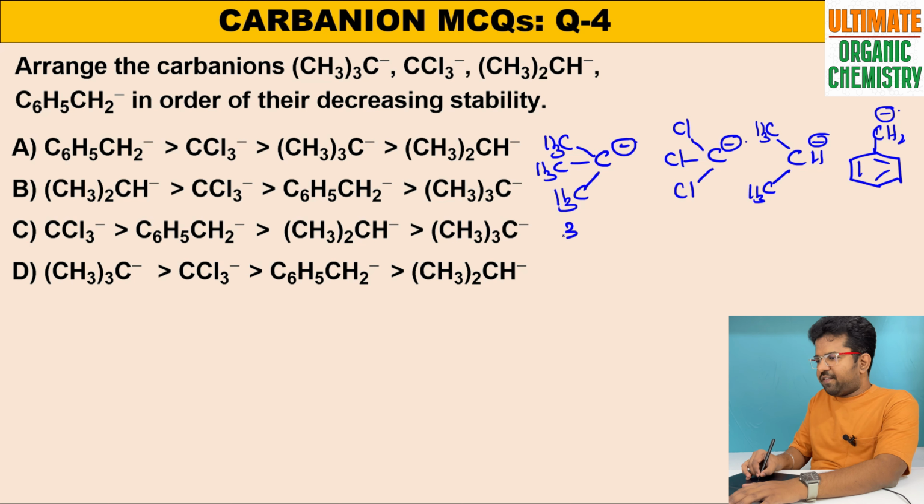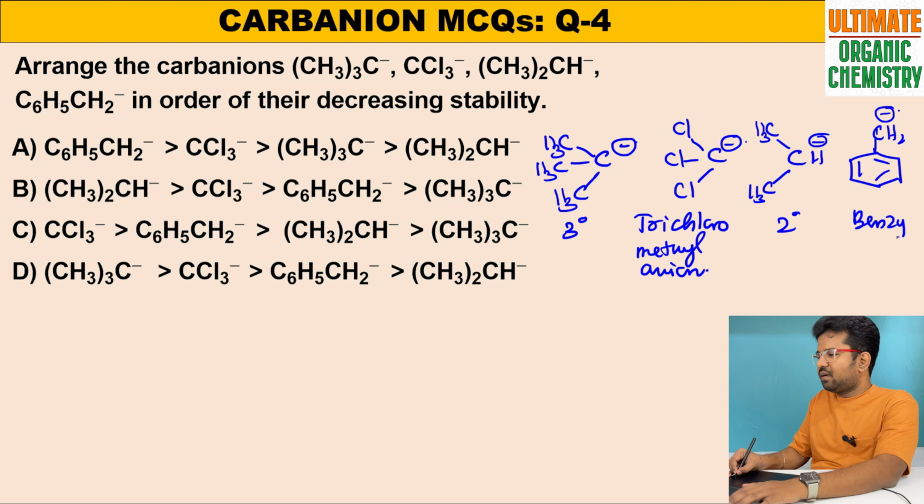So this is an example of tertiary anion. This is known as trichloromethyl anion. This is a secondary anion, and this is benzyl anion. And we are going to find out which is more stable, which is least stable in this case. Many people will think that benzyl anion would be the most stable because it is stabilized by resonance effect, but that is not the case here.